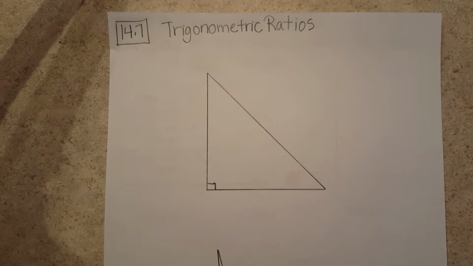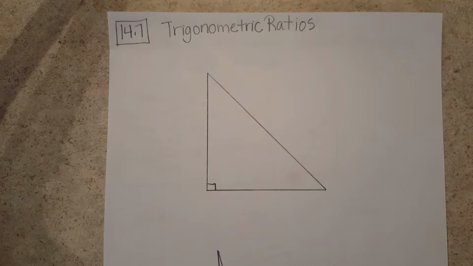Now we're just talking about special triangles that are just right triangles again, but the trigonometric ratios that they have. Before we can start talking about that, though, we have to look at a right triangle and make sure we know what we're talking about with the sides of a right triangle.